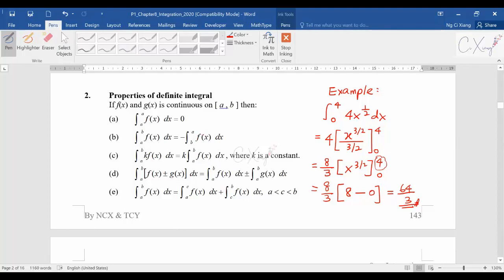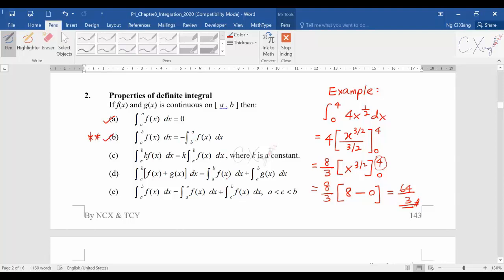Okay, I think there are a few which are quite useful. The first one and the second one: when the two limits are the same, your integration with these two same limits will always equal 0. Right? And then part B, I think, is very important. You need to know: if you integrate from A to B, the answer will be the same as integrating from B to A, but with a negative in front.